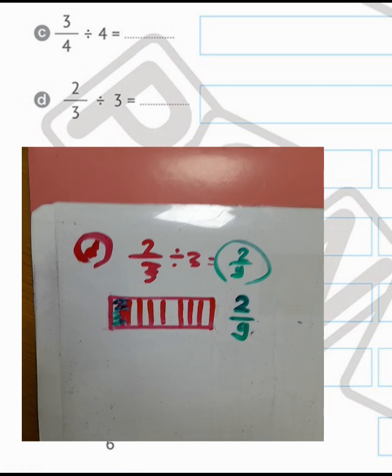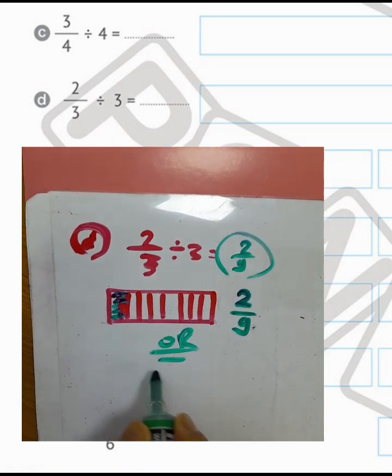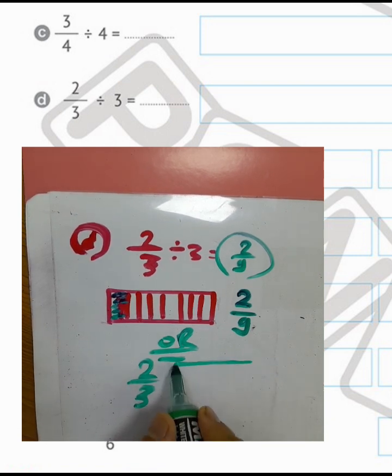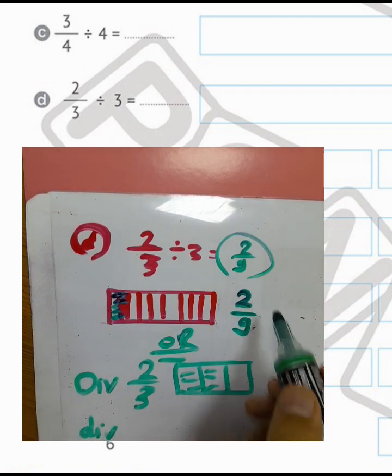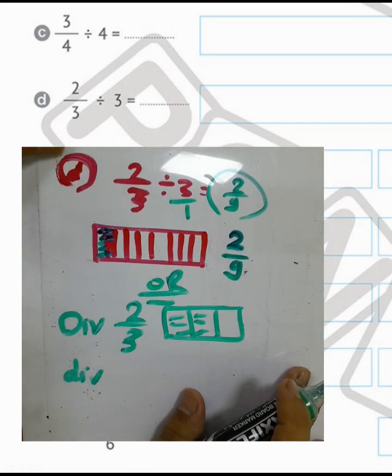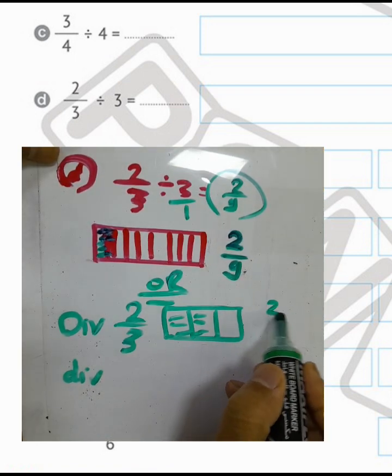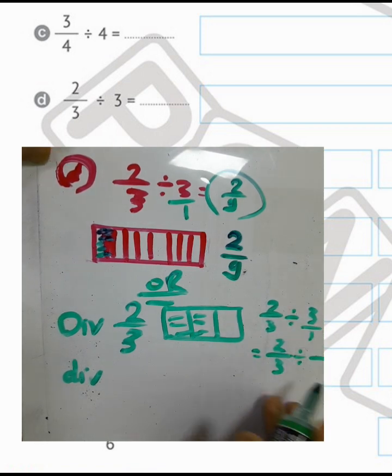You can solve this example by this method or draw here one model and color 2 parts from it. It's the dividend. And what about the divisor? We can write the least common multiple between them. We have 1 here. Then we can write 2 over 3 divided by 3 equals 2 over 3 divided by, write the least common multiple between them.